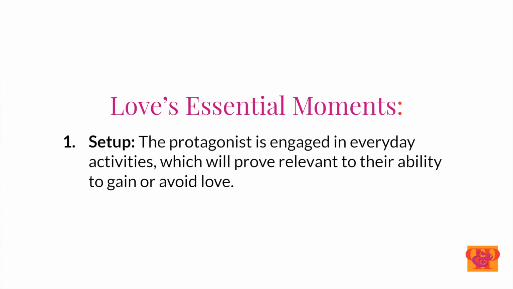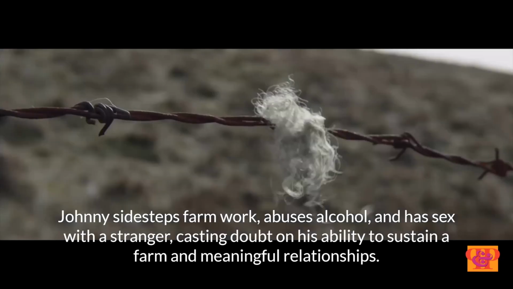Essential moment number one is the setup. Here you show the protagonist engaged in their everyday activities, which will be relevant to their arc of avoiding and, well, finally gaining a relationship. In God's Own Country, we see Johnny sidesteps farm work. He abuses alcohol and he has sex with a stranger, casting doubt on his ability to sustain a farm and meaningful relationships. We picked this screenshot because images of what he's actually doing in the setup were a little explicit.